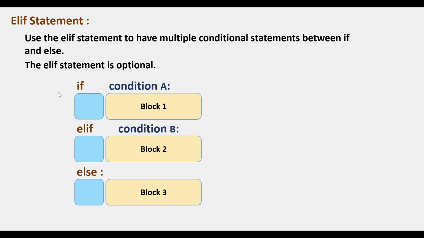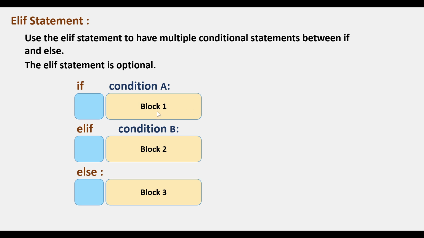Next, every time we do not need to write if under if under if. Here we have a shortcut, another formation. Use the if elif statements to have multiple conditional statements between the if and else. The else if statement is optional. If the condition is true, the block of code will be executed. Suppose it is false, then we check the next condition. If that is also false, the else statement will be executed.